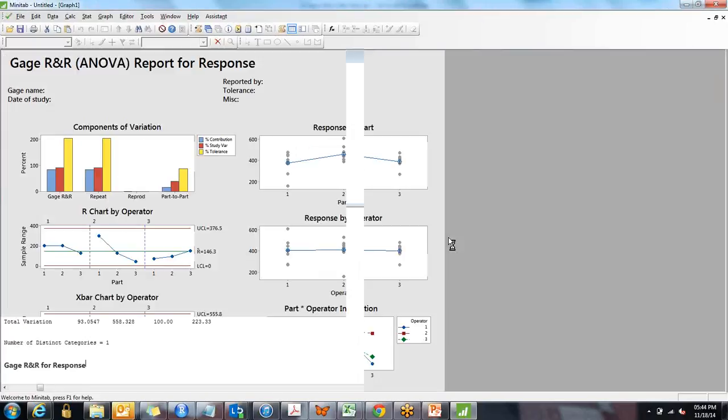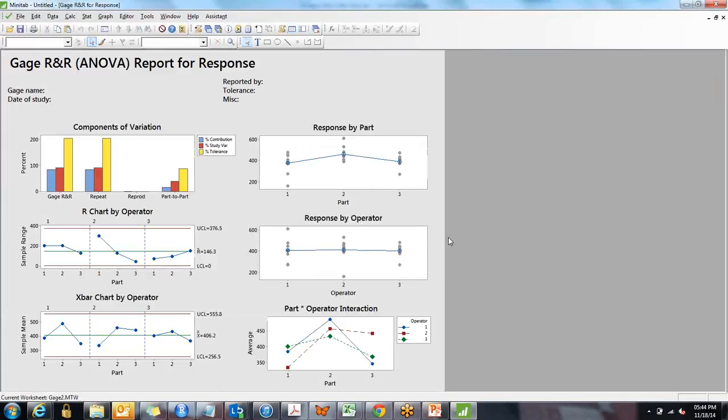So once we click on OK, we have these beautiful graphs that have come up. I have already told you that the part-to-part variation should be more and gauge RNR variation should be less. So these graphs should be of smaller height when it comes to gauge RNR, and when it comes to part it has to be very big. That was one thing.